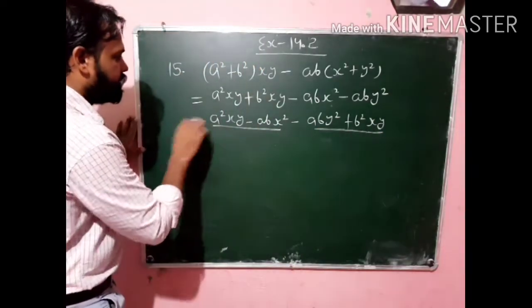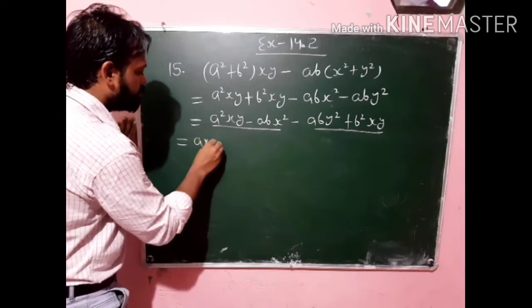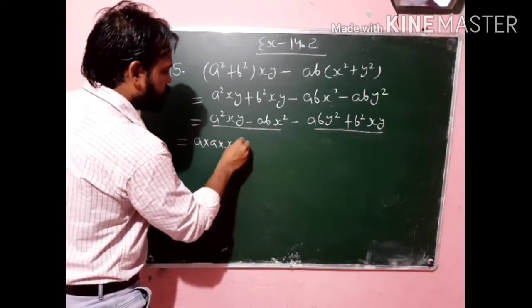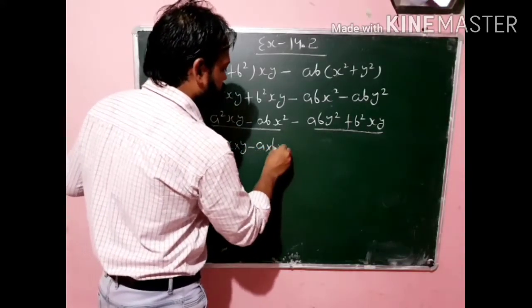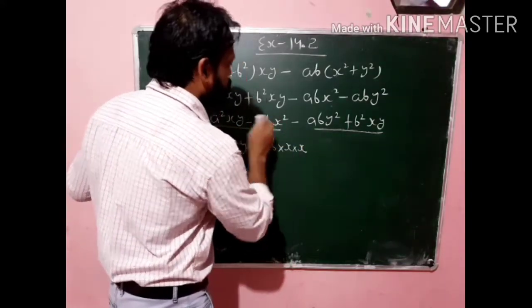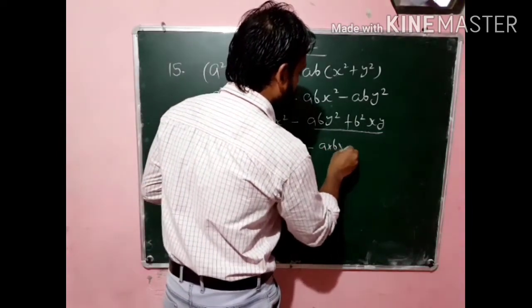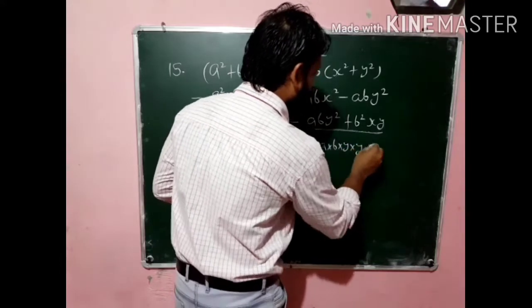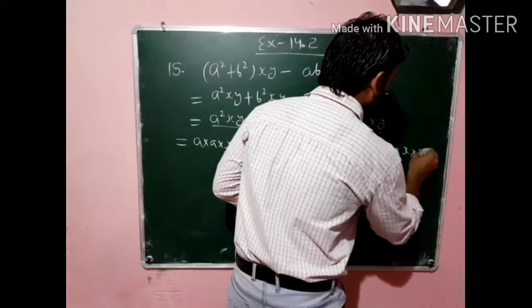Now make the factors. How can we make the factors? We know a square is here, so you write down a into a, then x into y, and then minus a multiplied by b, then multiplied by x into x because x square is here, and then minus a multiplied by b, then y into y, then plus b square, so b multiplied by b into x into y.